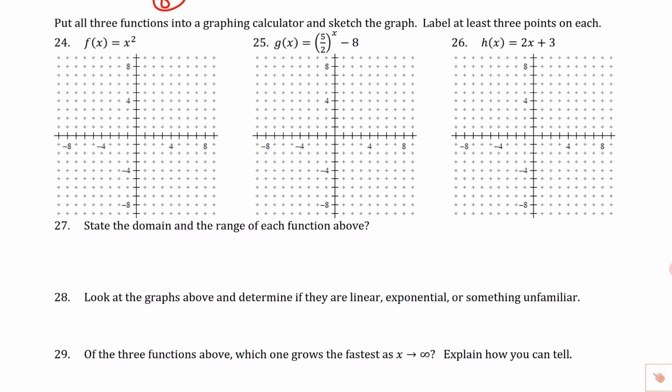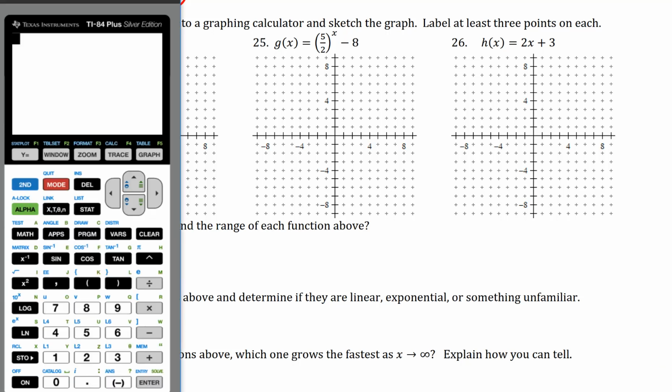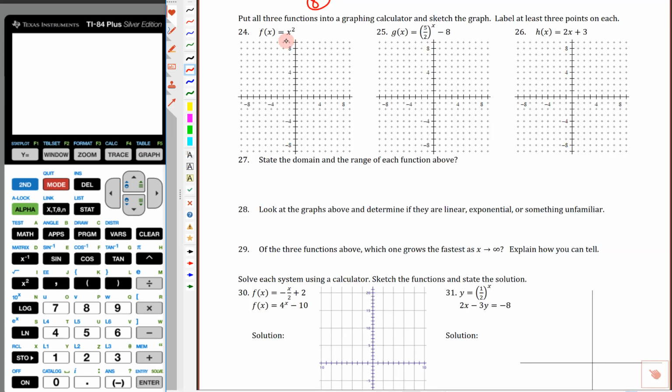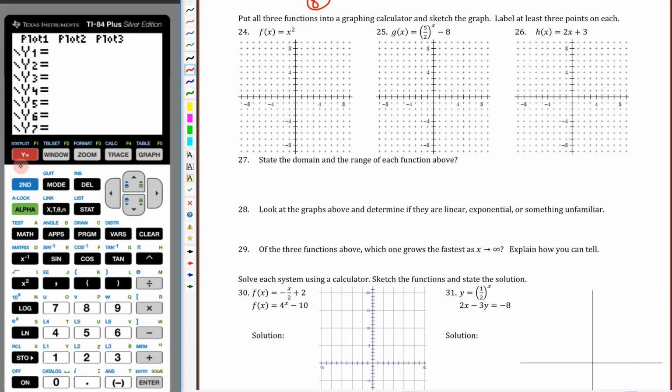It says put all 3 functions into a graphing calculator and sketch the graph. Label at least 3 points on each one. So when we go through and do this, we did this a couple of sections ago, I think it was 7.6. I'm going to make this smaller so I can see it all at once. Let's go ahead and plug this in here. So we're going to do y equals x to the second power. I'm going to go ahead and graph this because it does want us to label these, and this might get a little bit messy. So I'm going to hit graph. Whoops. Common mistake.